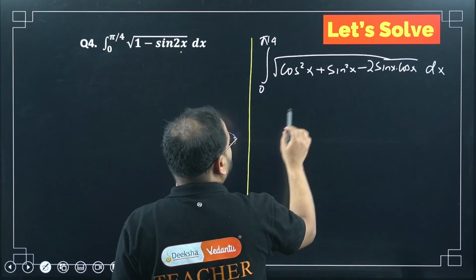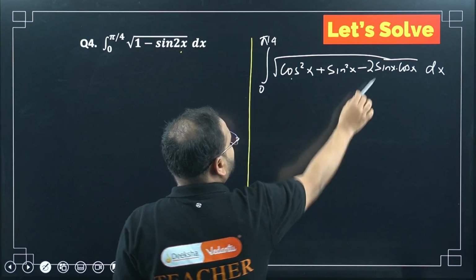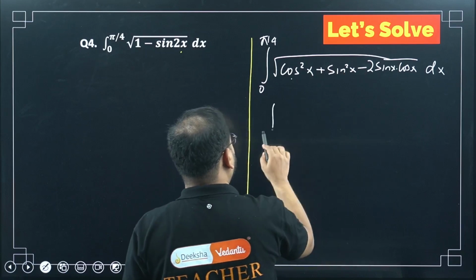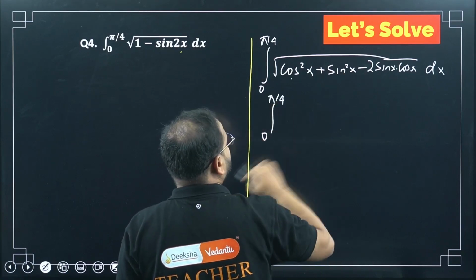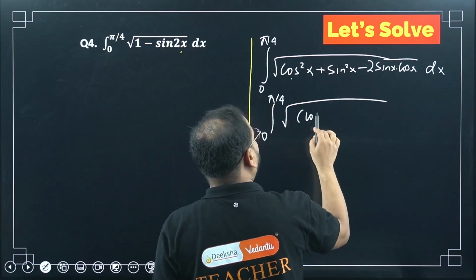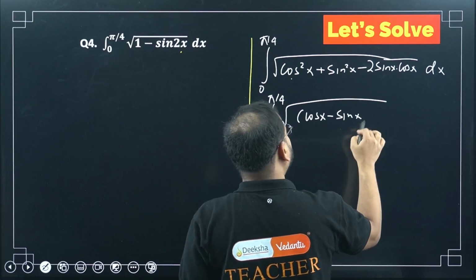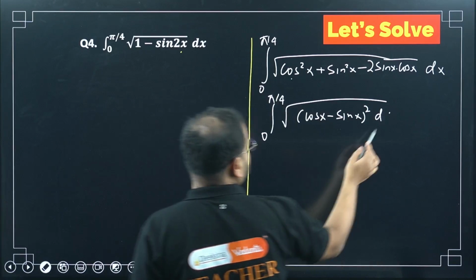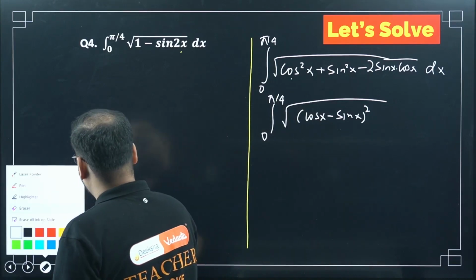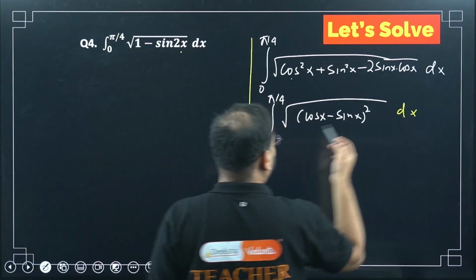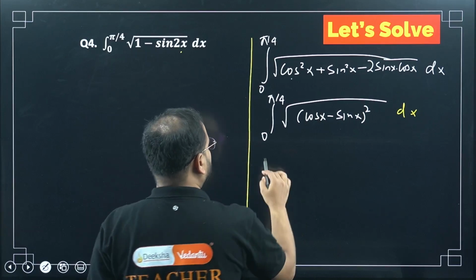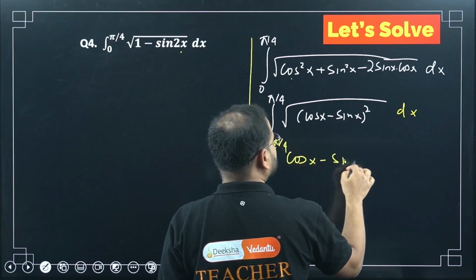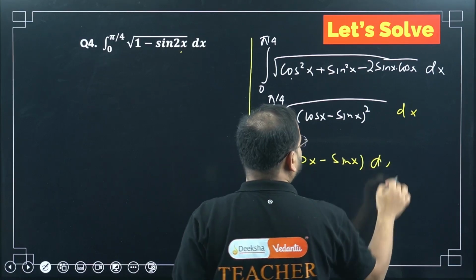What am I going to get? Please check. This will become a square plus b square minus 2ab. Please have a look, from 0 to pi by 4. This will be simply cos x minus sin x the whole square, with dx as the integral variable. Now if I see this, what am I going to get? Integration of 0 to pi by 4 of cos x minus sin x. Okay, let's integrate this.